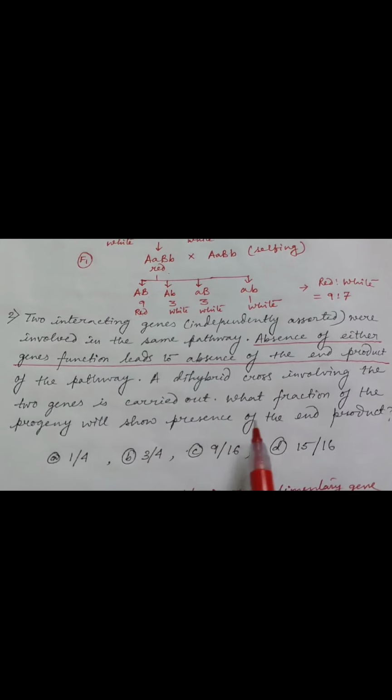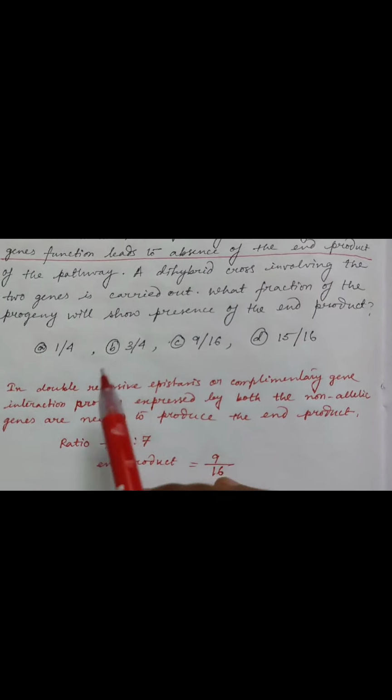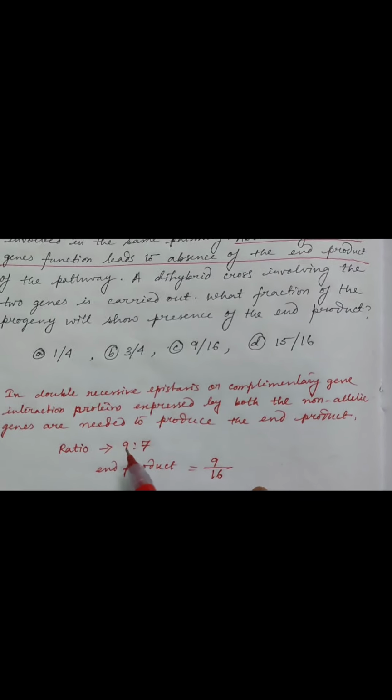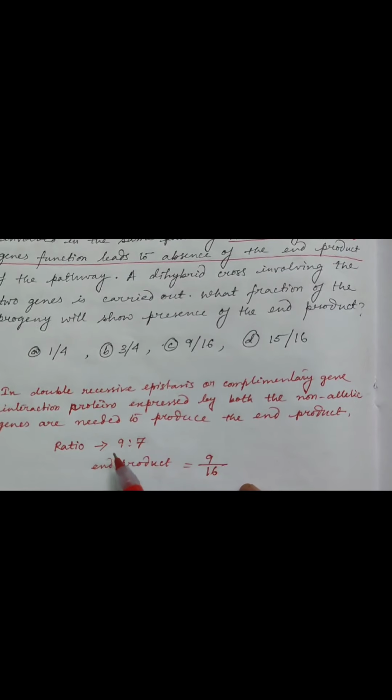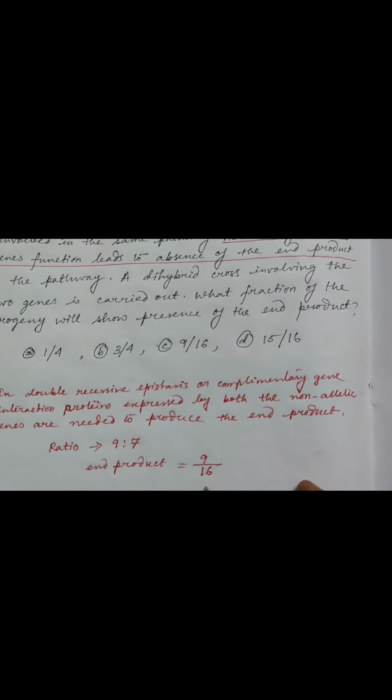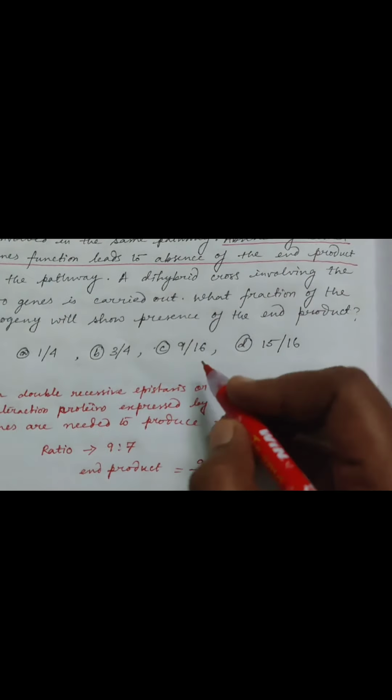A dihybrid cross involving the two genes is carried out. What fraction of the progeny will show the presence of the end product? We know the ratio of double recessive epistasis or complementary gene interaction is 9:7, where 9 is the number with end product. So the fraction with end product will be 9/16. The correct answer will be option C. Okay, got it.